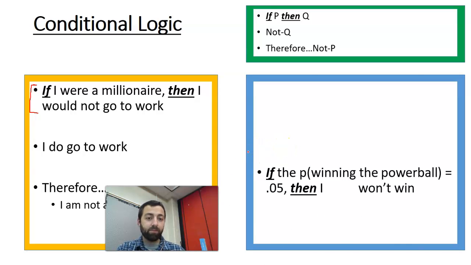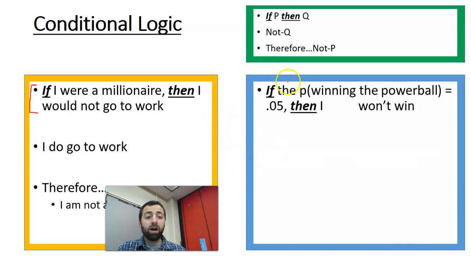statistics. All right. Let's say the probability of winning the Powerball is a 5% chance. If that actually is the probability of winning the Powerball, and then I enter, then for all intents and purposes, I won't win. But then lo and behold, I do win the Powerball, if only. But then I wouldn't be going to work, right? Okay, but I do win the Powerball.